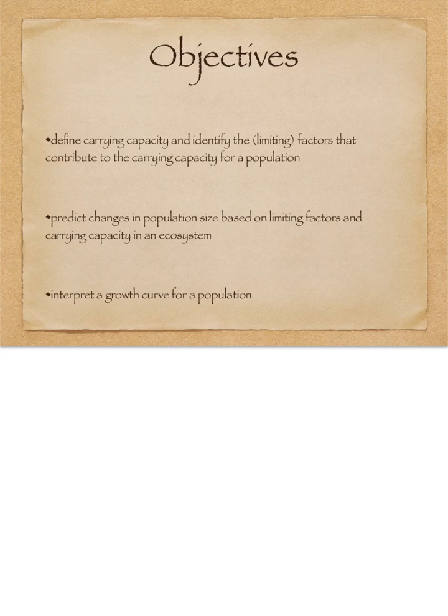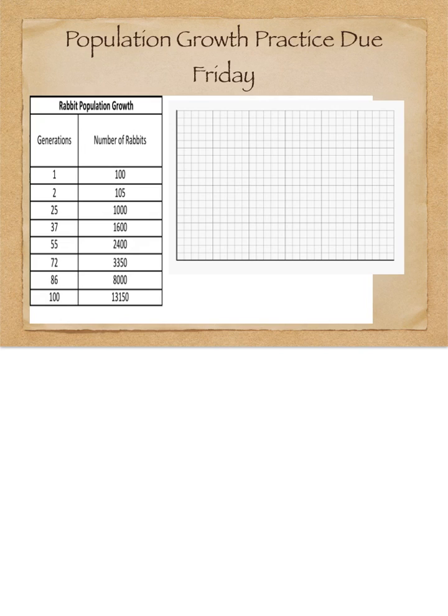So your objectives: define carrying capacity and identify limiting factors. I hope we've done that. And they contribute to the carrying capacity of a population. Predict changes in a population size based on limiting factors and carrying capacity in an ecosystem. And interpret the growth curve of a population. I hope you can do that. And to see if you can do that, I'm going to ask you to do this.